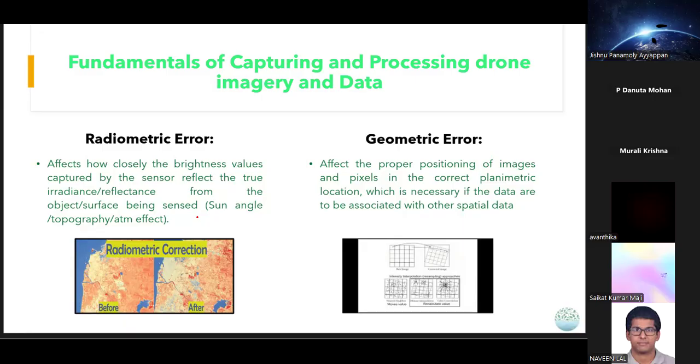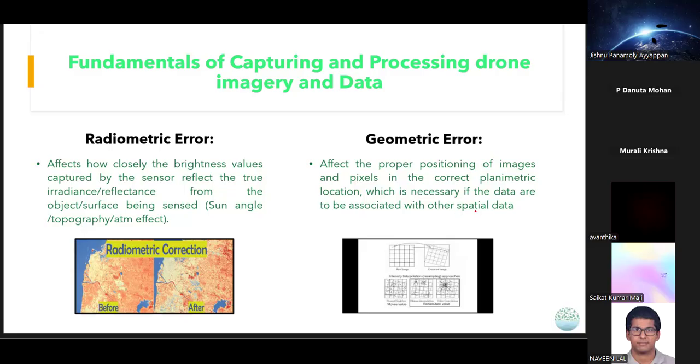So it will modify or affect the original reflectance value of the object. And this happens mainly due to the difference in sun angles. It can be due to the topography, or it can be due to the atmospheric effect also. This entire effect is known as radiometric error, and this can be rectified while we are processing the drone images. Next comes the geometric error. It affects the proper positioning of images and pixels in the correct planimetric location, which is necessary if the data are to be associated with our spatial data.